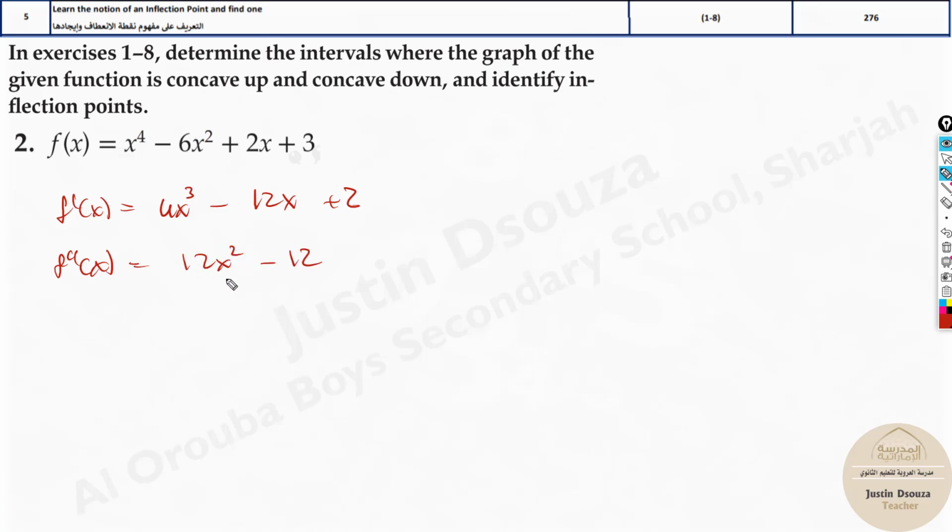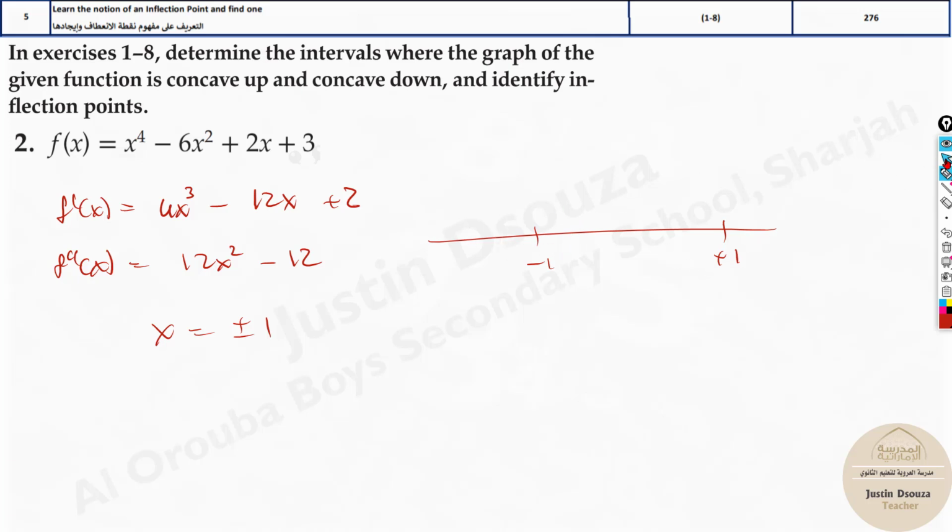This is it. Now we can put it in the calculator, mod 5, 3, and get the answers. But since 12 and 12 are common, by factoring it's going to be x equal to plus or minus 1. These are the inflection points. Now, you can take minus 1 and plus 1 and find the points. The entire lesson explanation is done on this.